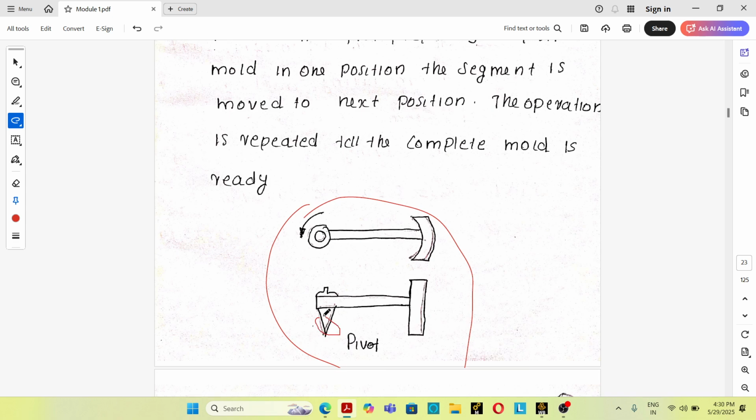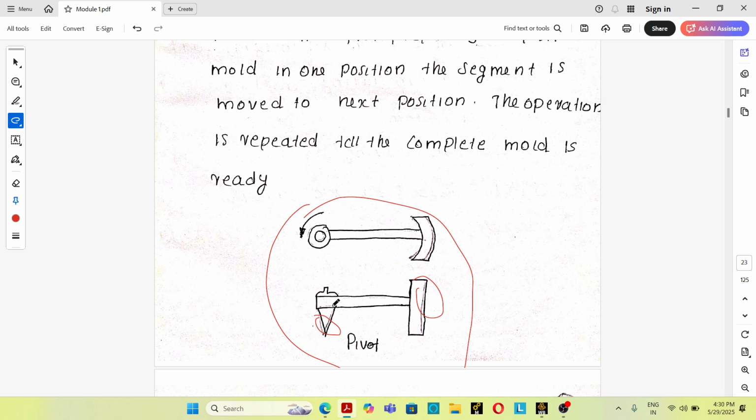See, it has a pivot and a sweep. So it is initially placed over the sand casting mold and it will be rotating and producing the cavity. And this entire pattern will be placed at another point, again rotating, producing another part of the cavity. In this way, part by part or segment by segment, the cavity will be forming. That's why it is known as segment pattern or part pattern.